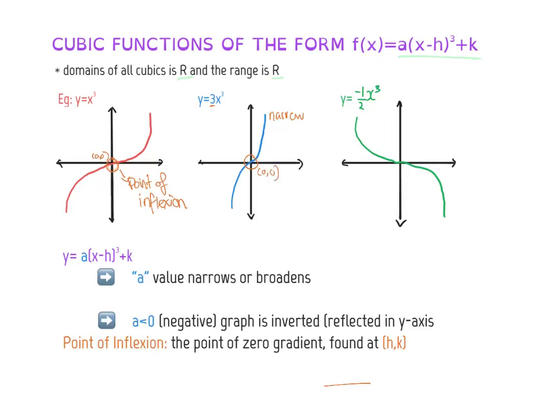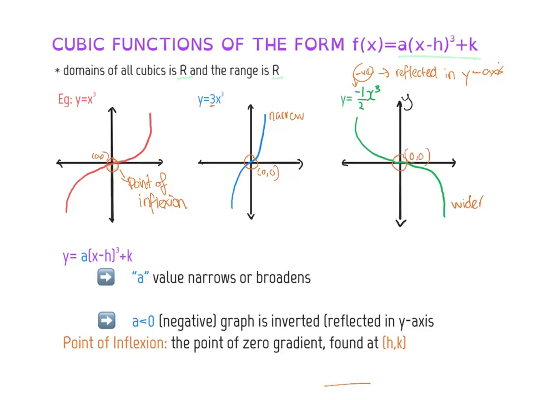Now, if we look at this final graph, we can see that we have a negative coefficient in front of x³, so the negative means it's reflected in the y-axis. The red one went one way, but if we put a mirror along the y-axis, we would see the green one has gone the other way. But you can also see that because it's a half, it's a bit fatter, so it's wider, but the inflection is still at (0, 0).